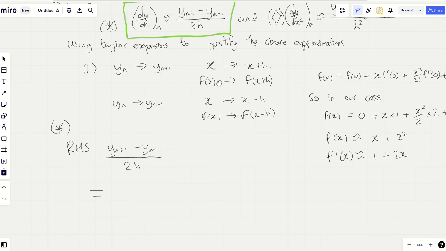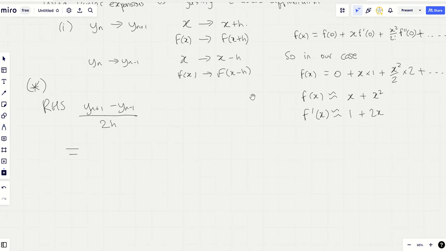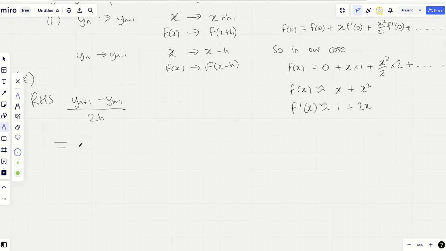What is yn plus 1? Well, it's when we've got f of x becoming f of x plus h. So I'm going to replace, in my expansion, x with x plus h. So I've got f of 0 plus x plus h times f dash of 0. Now remember, I already know what f dash of 0 is. It is 1, plus x plus h all squared over 2 factorial multiplied by f double dash of 0, which I know is 2, so that's going to cancel with that.